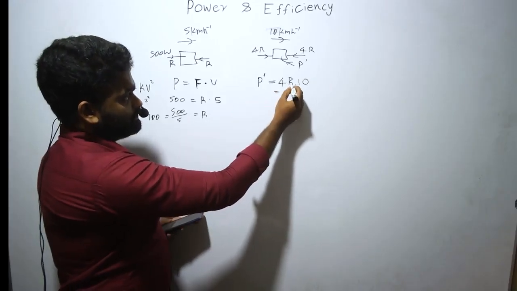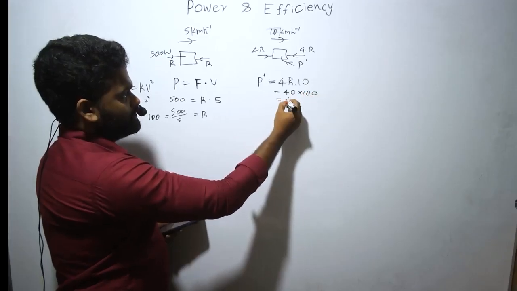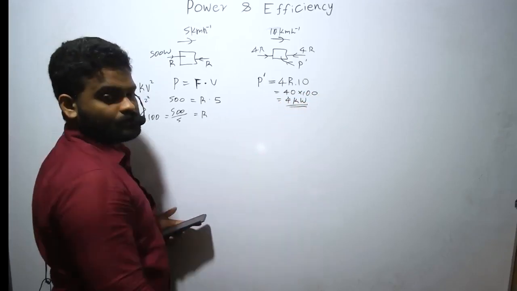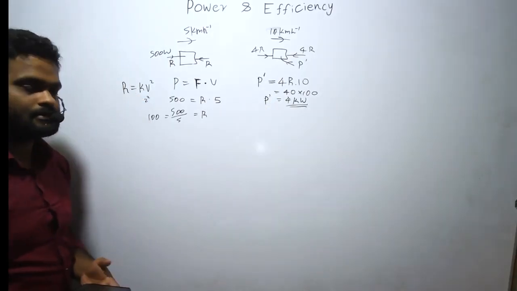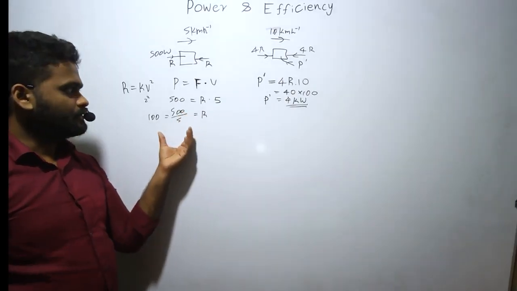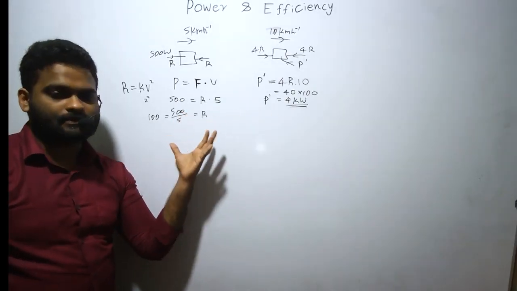So this is 40 times 100. R is 100. So you get 4,000. 4,000 watts, 4 kilowatts. So that is the power in the new case. It takes time to explain, but you can quickly get these answers for an MCQ.